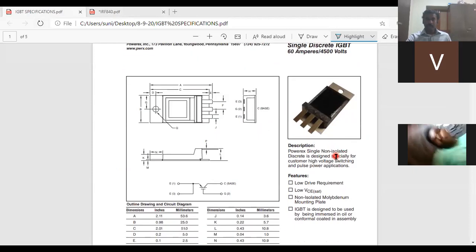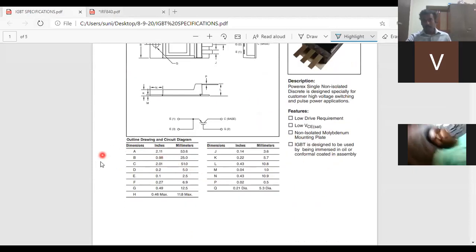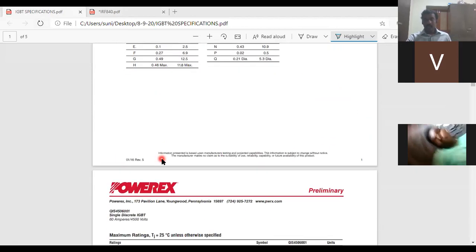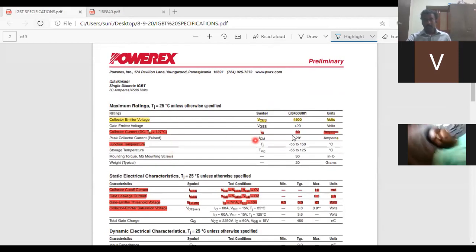Whenever you consider the specifications provided, these are the dimensions provided, and you may consider the practical specifications here. The operating voltage here is going to be 4500 volts. The emitter collector maximum voltage is 4500 volts. The gate emitter voltage is plus or minus 20 volts, and the collector current is going to be 60 amperes. Maximum current provided is 60 amperes. The junction temperature ranges from minus 55 to a maximum of 150 degrees.